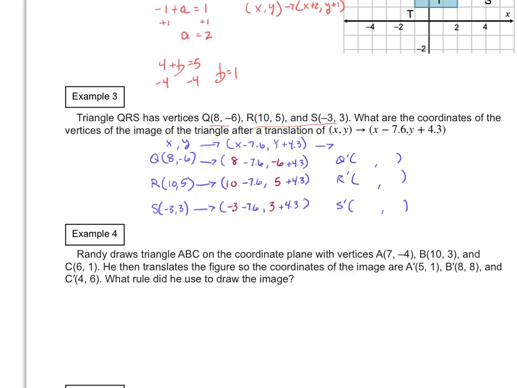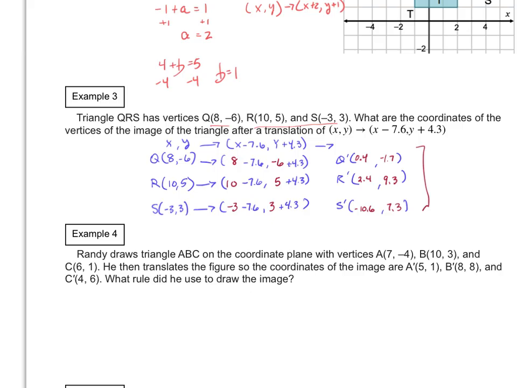So it looks like the end result here is going to be 8 minus 7.6, so this is going to be 0.4, negative, I want to say negative, I think negative 1.7. Here I'm going to have 2.4. This is going to be 9.3. This is going to be negative 10.6, and it's going to be 7.3. So there's my new coordinates.